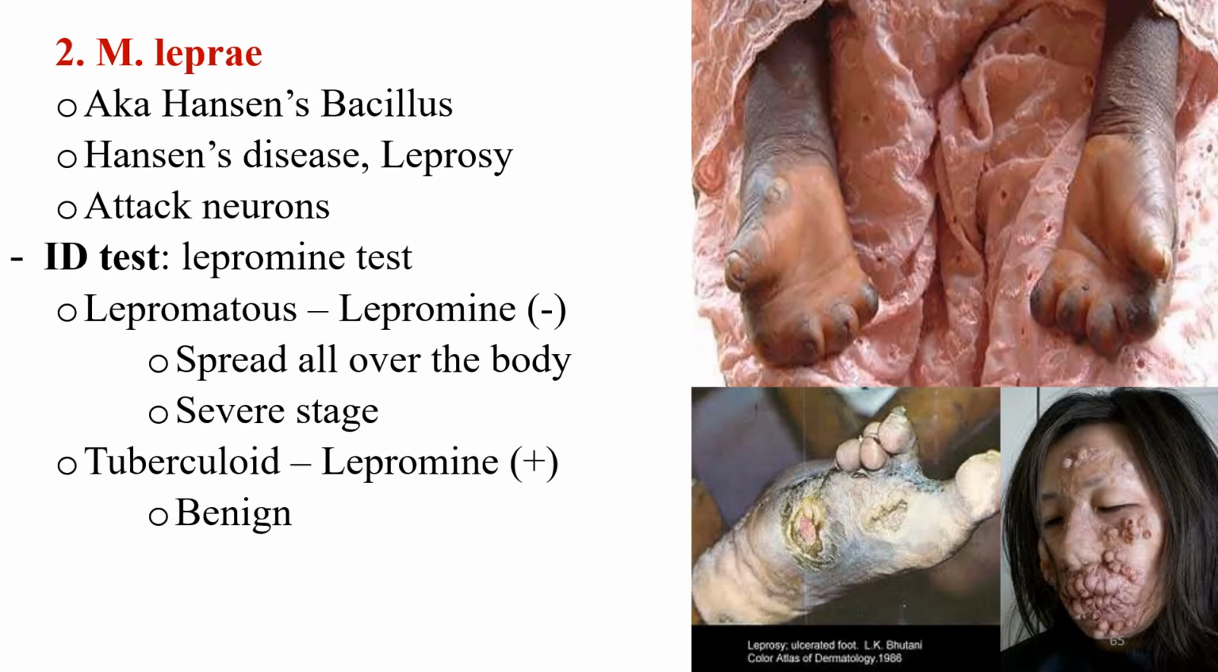Mycobacterium leprae is a bacterium that causes leprosy, also known as Hansen's disease, which is a chronic infectious disease that damages the peripheral nerves and targets the skin, eyes, nose, and muscles.